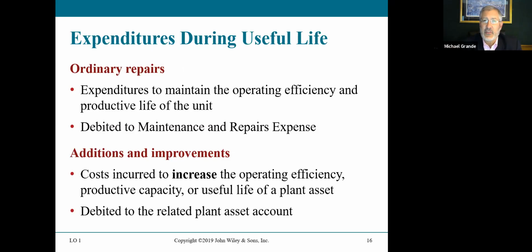Expenditures during the useful life. Ordinary repairs are expenditures to maintain the operating efficiency and productive life of the unit. These are expenses, not assets, debited to the maintenance and repairs expense account on the income statement. Additions and improvements are costs incurred to increase the operating efficiency, productive capacity, or extend the useful life of the asset. These are assets, debited to the related plant asset account.